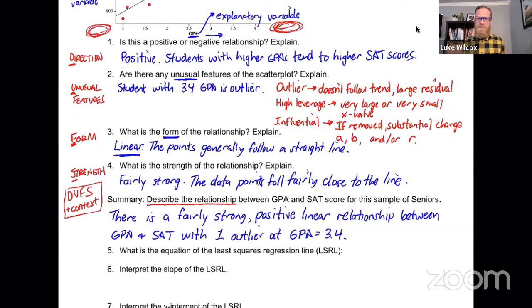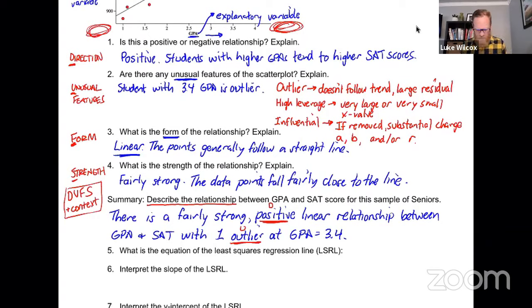There's my nice, neat, concise sentence. Now let's make sure that it has everything that we need there. All right, let's go in order of DUFS. D is direction. Yes, I see direction. My direction is positive. U, unusual features. Well, that's down here. I've talked about the outlier.